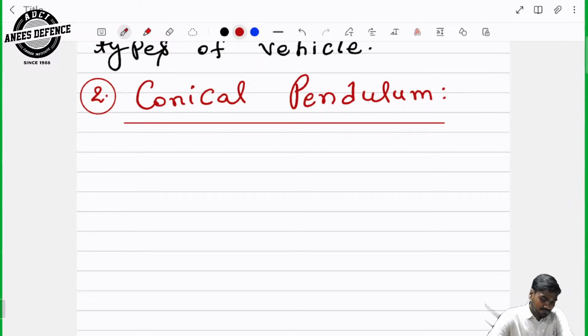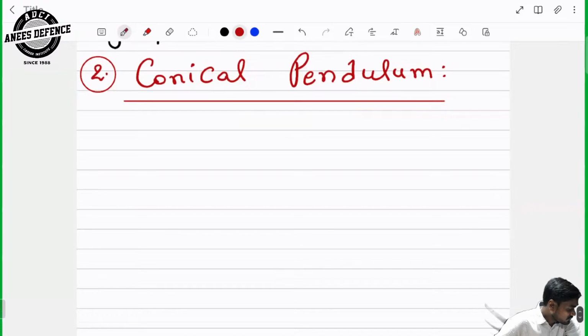In this topic, we have to calculate the time period of the conical pendulum. Yes or no? Yes. Time period of conical pendulum. Okay. Just first draw the diagram.